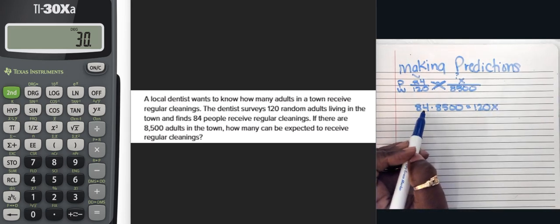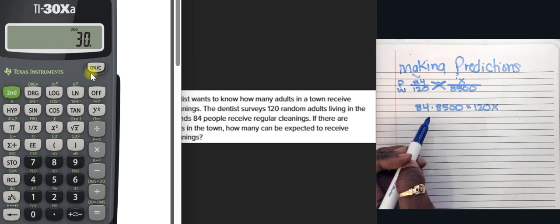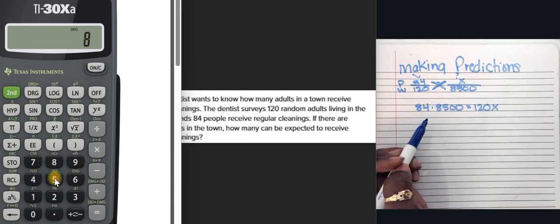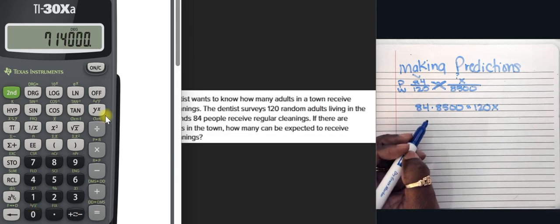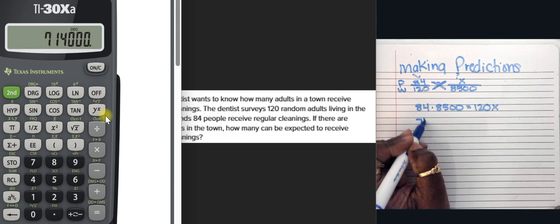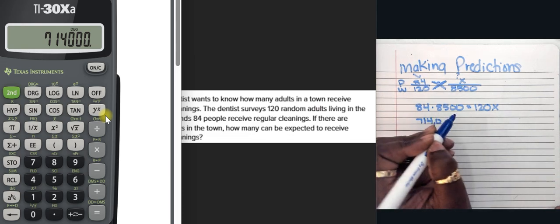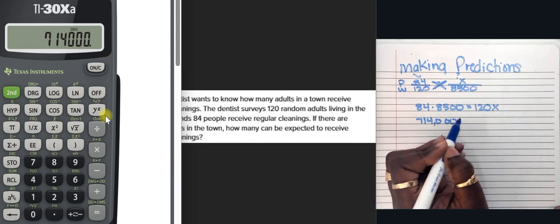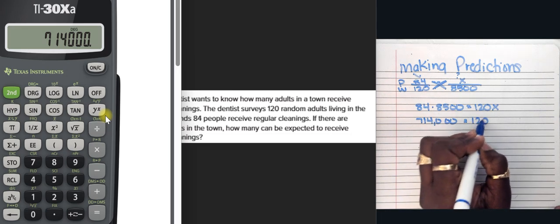And so I'm going to simplify this side here. So we have 84 times 8,500, and we get 714,000, and that is going to be equal to 120x.